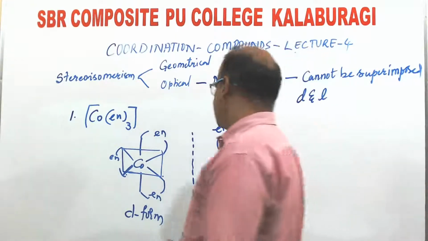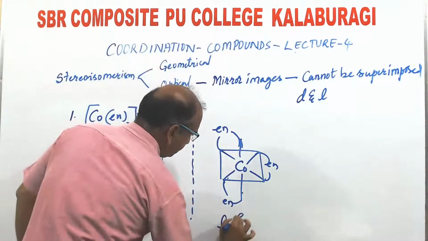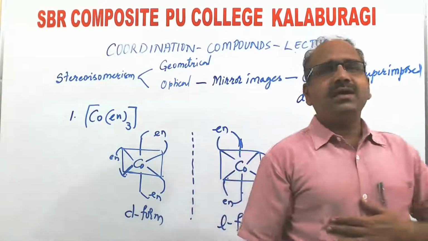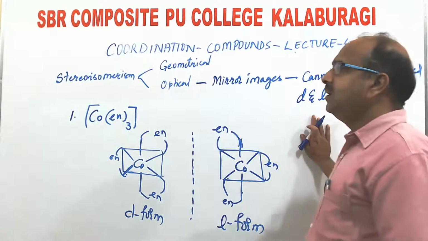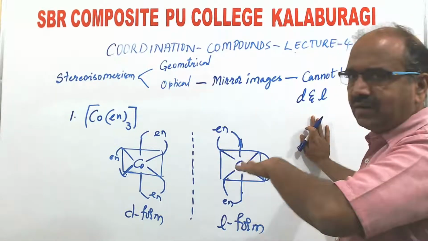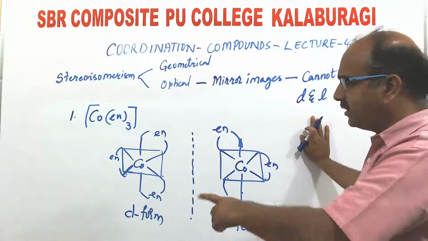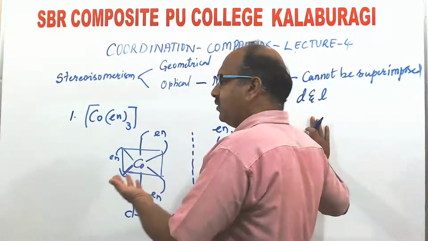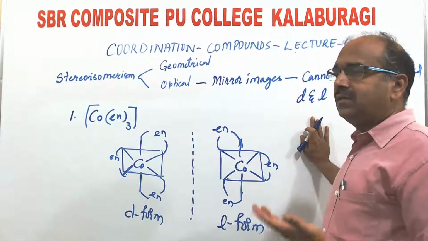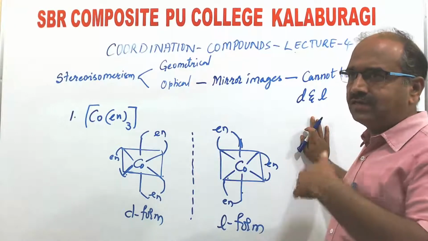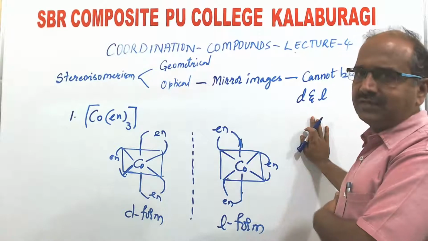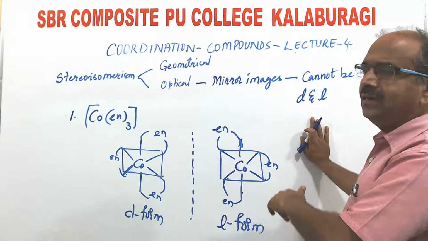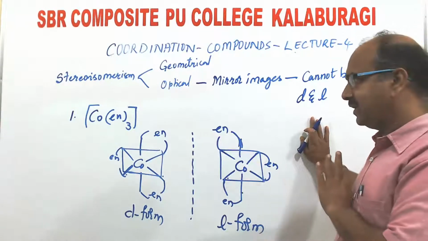So this form is called the L form. So what are optical isomers? Optical isomers are the isomers of the coordination compound wherein they give rise to two different forms, D form and L form. These turn the plane of polarized light towards the right side or towards the left side. D form will turn clockwise or right side, L form will turn counterclockwise or left side.